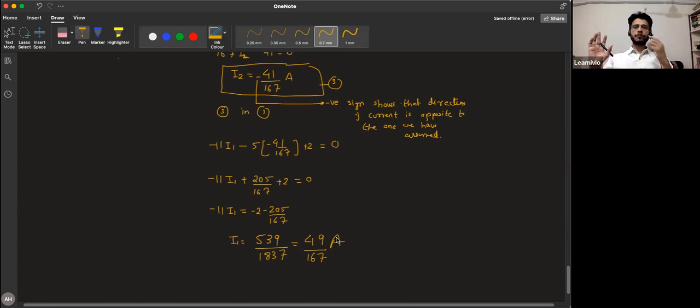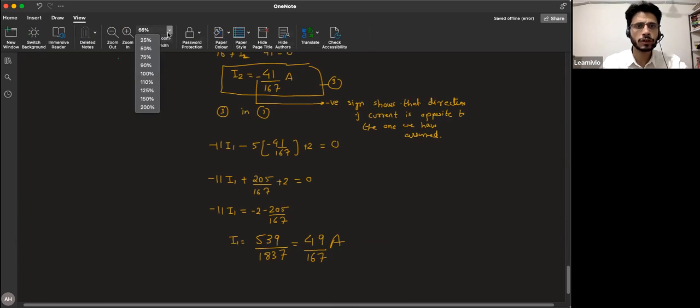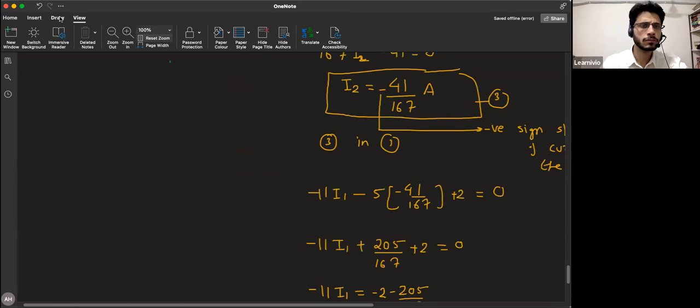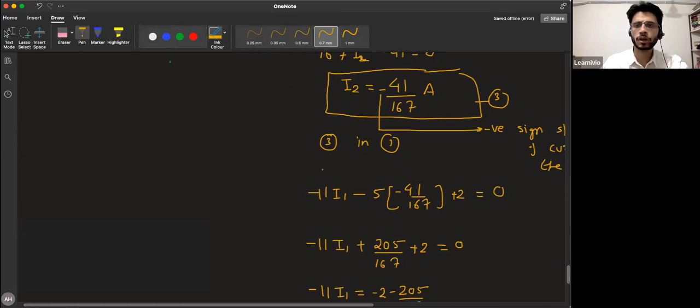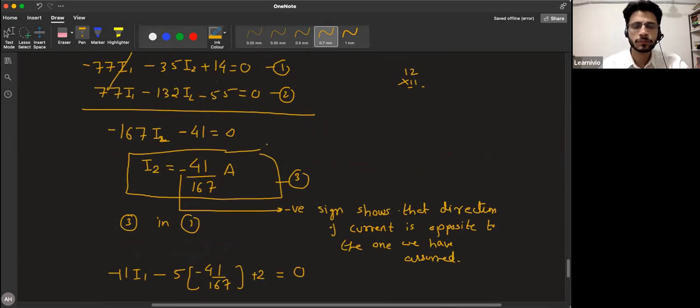So that's the first part of the question. Now we know the current through each resistor. So everyone has written? Akshay, written? Yashika, Arpit? Yes, sir. Okay, now let's move on to the next part of the question.